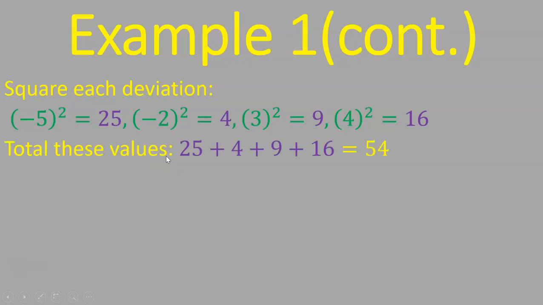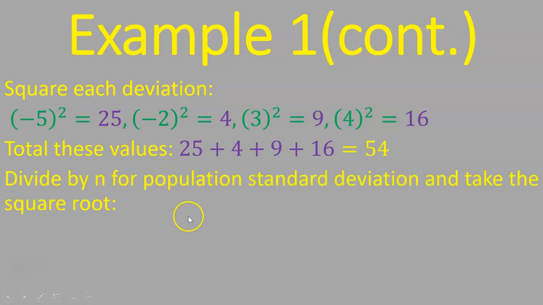Now you're going to add those up. And then we're doing the population standard deviation here, so you divide by n. That means 4. There's 4 of them: 1, 2, 3, 4. And then take the square root. So 3.67 is the population standard deviation.